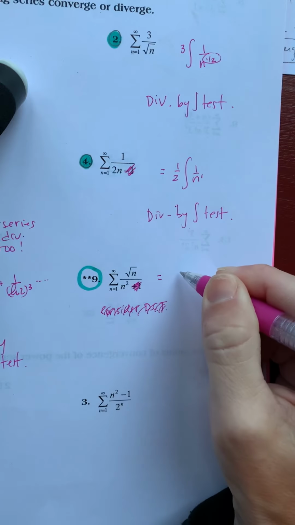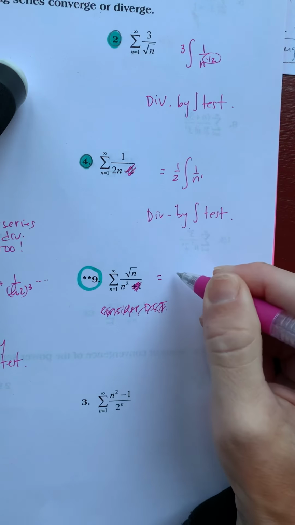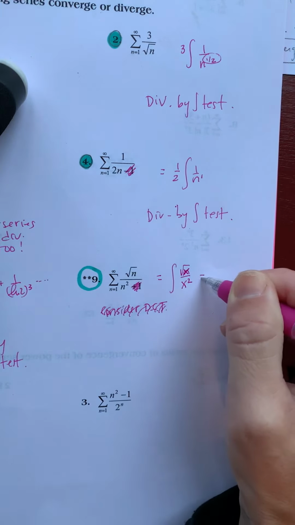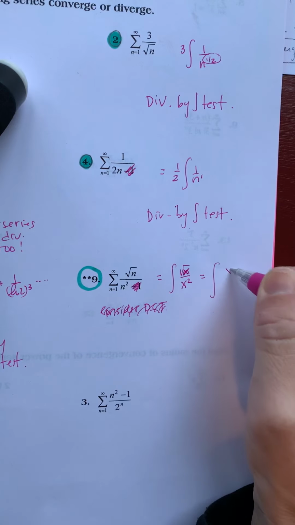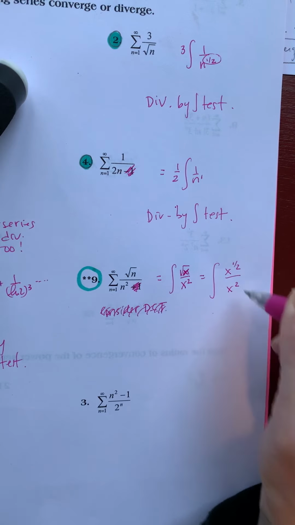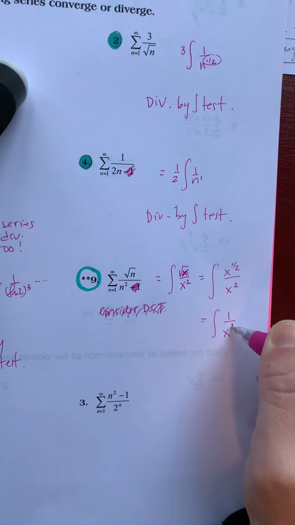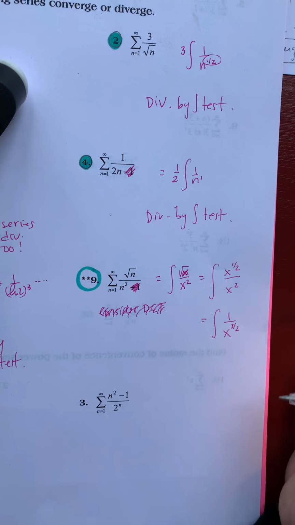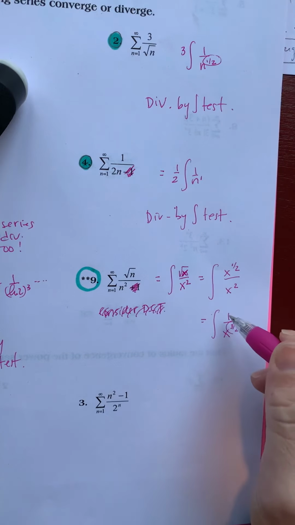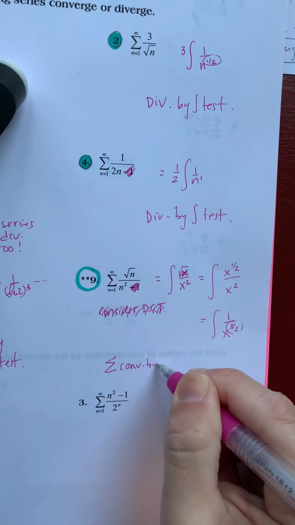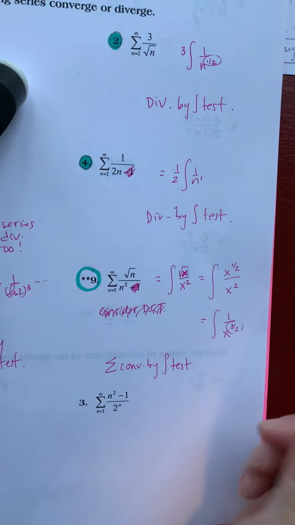So this is basically the same thing as root n over n squared. So this is like the integral of root x over x squared. But if I reduce that further, this is x to the 1/2 over x squared, which is really 1 over x to the 1.5 or 3/2. There we go. And look at the power on the bottom. The power on the bottom is bigger than 1. So yay, this converges. So therefore this does too. So my series converges by the integral test.